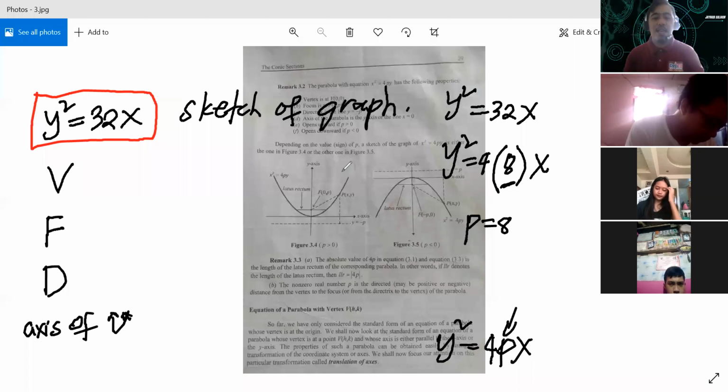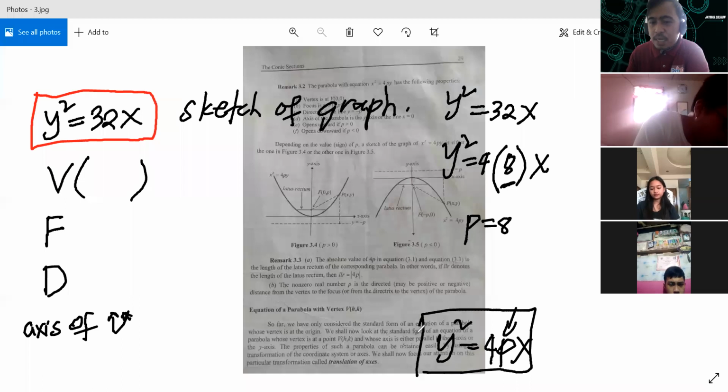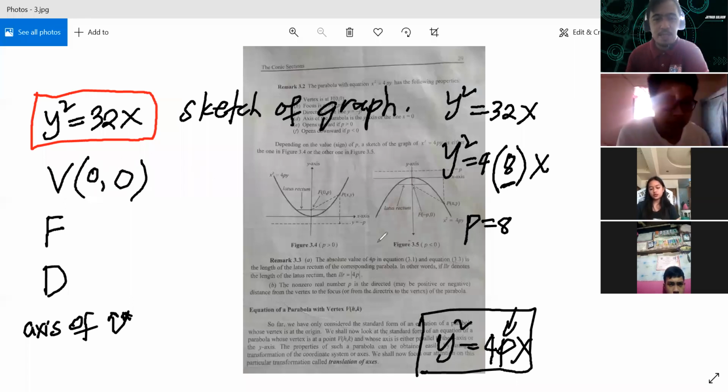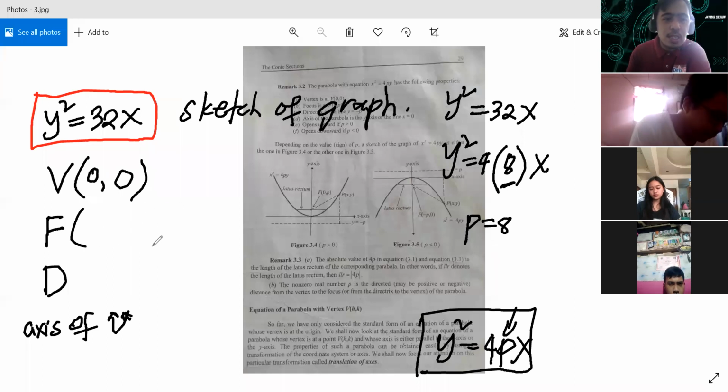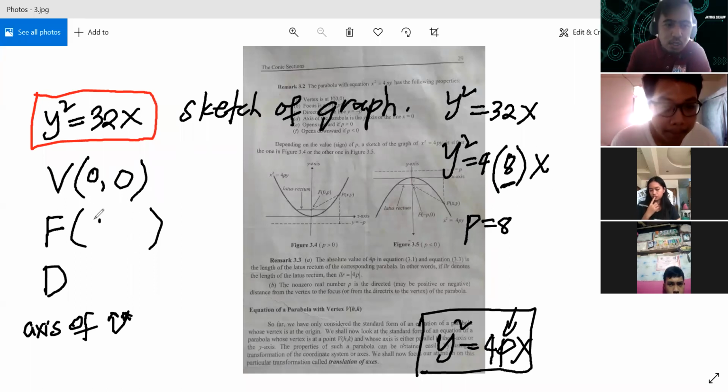Clear? Okay. Before, let's go back to determining the vertex. Since the form is y squared equal to 4px, the vertex is automatically the origin, which will be (0, 0). For your focus, as given a while ago, the focus is given by (P, 0), and your P here is 8, so it should be (8, 0). Clear?